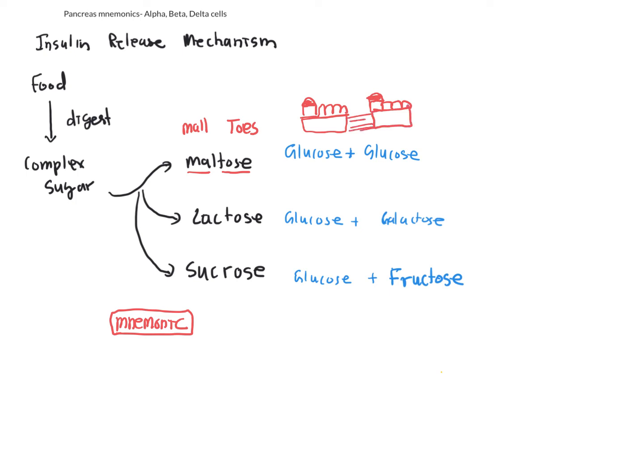So it will immediately help us to remember that maltose is made of glucose, because the word glued sounds really close to glucose. So maltose, maltose, toes glued together, glucose. So it's made up of glucose.